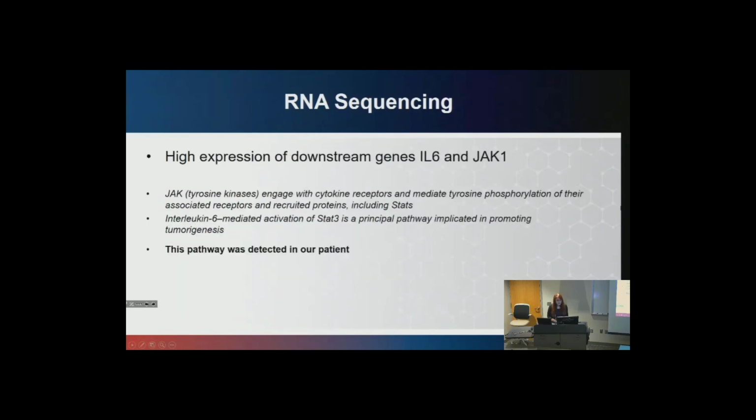Now, RNA sequencing also showed high expression of downstream genes interleukin-6 and JAK1. So the clinicians in the audience might already have an idea what JAKs are. They are tyrosine kinases that engage with cytokine receptors and mediate tyrosine phosphorylation of their associated receptors and recruited proteins, including STATs. So we have heard this name before in cancer as well.